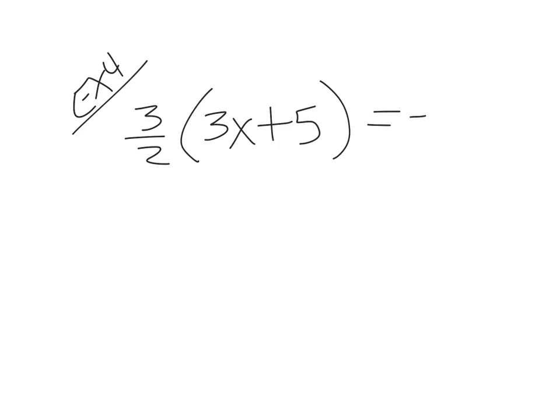All right, let's throw in a fraction. Example 4, we have 3 halves, open parentheses, 3x plus 5 equals negative 24. All right, this is a trick. Let's see if y'all can catch it. I've warned you, so now you should catch it. What is my first step? Distributive property. That's what you think.